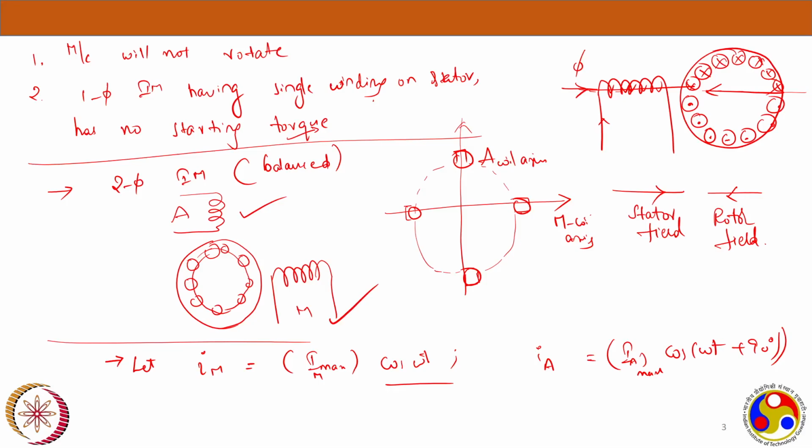In the same way, because I told you it's a two phase balanced induction machine, each phase would be displaced by 90 degrees. Now your Ia and Im will be like this. If I am taking Im as reference, your Ia would have a 90 degree phase difference. So till this point you understood.